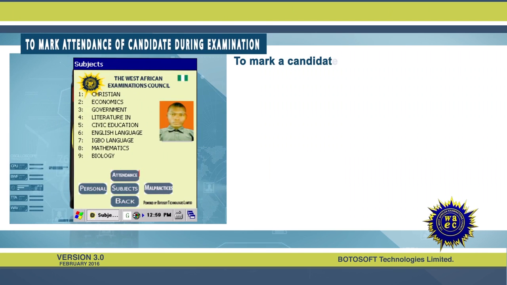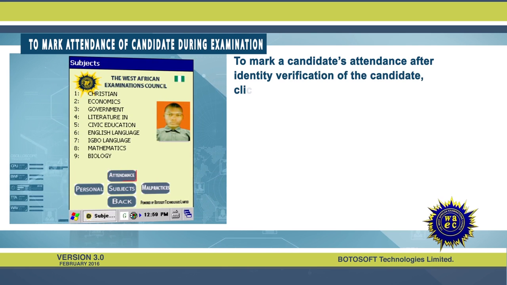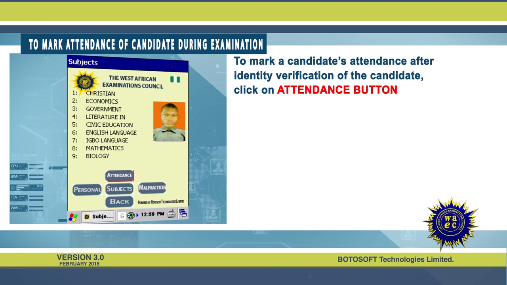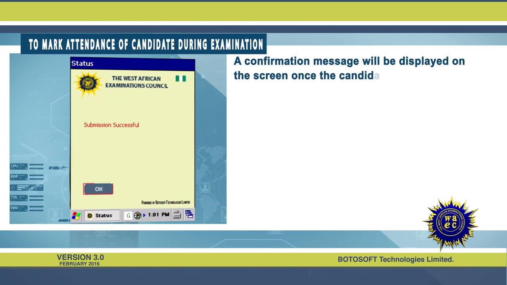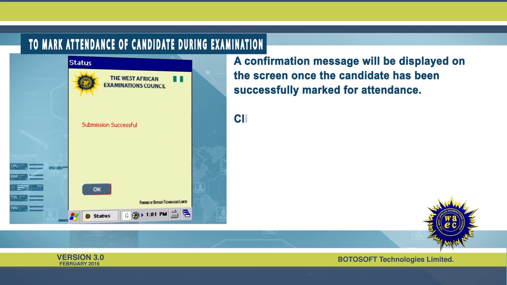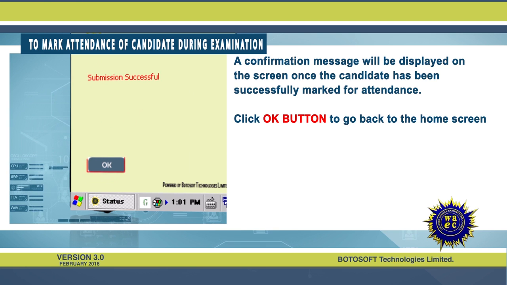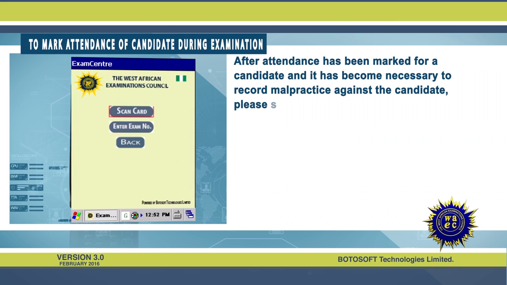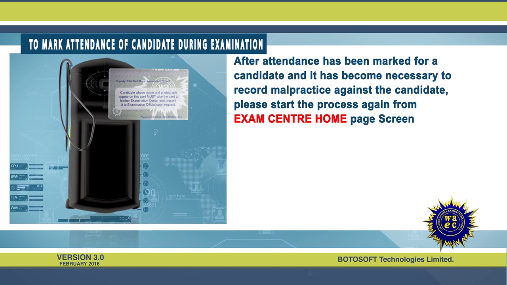To mark attendance of candidate during examination. To mark a candidate's attendance after identity verification of the candidate, click on Attendance button. A confirmation message will be displayed on the screen once the candidate has been successfully marked for attendance. Click OK button to get back to the home screen. After attendance has been marked for a candidate and it has become necessary to record malpractice against the candidate, please start the process again from Exam Center homepage screen.